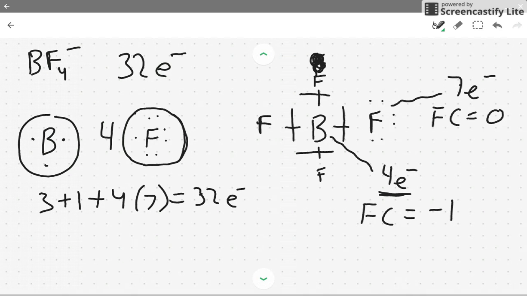Now, this is great because the sum of the formal charges should equal the ionic charge, which in this case is minus 1. And we have minus 1 for boron, 0 for each of the fluorines. And so this checks out. So this Lewis dot structure is great. Boron has an octet, even though it has a negative 1 formal charge. That's really the best that we can do because the anion has to have a formal charge somewhere.